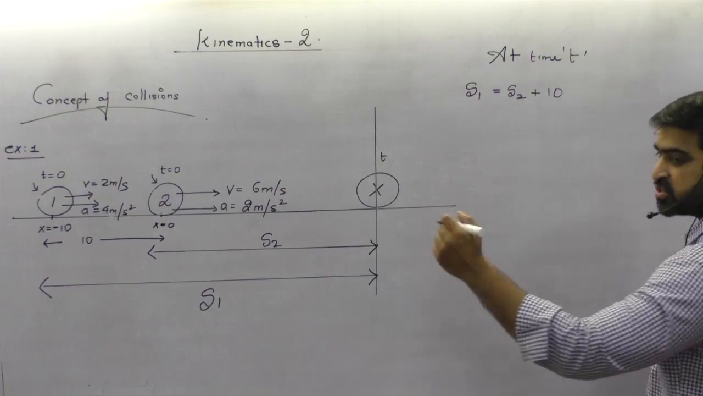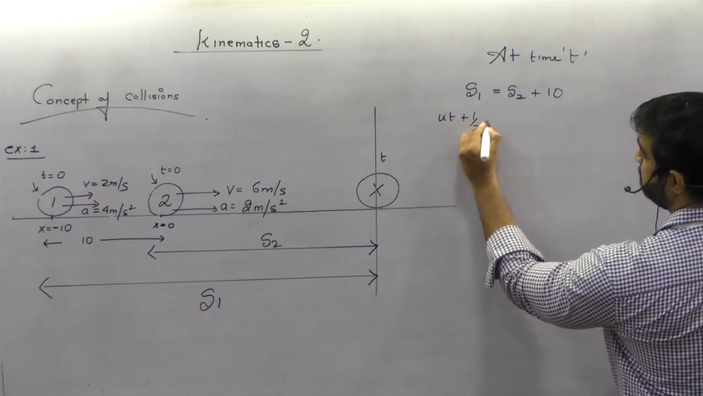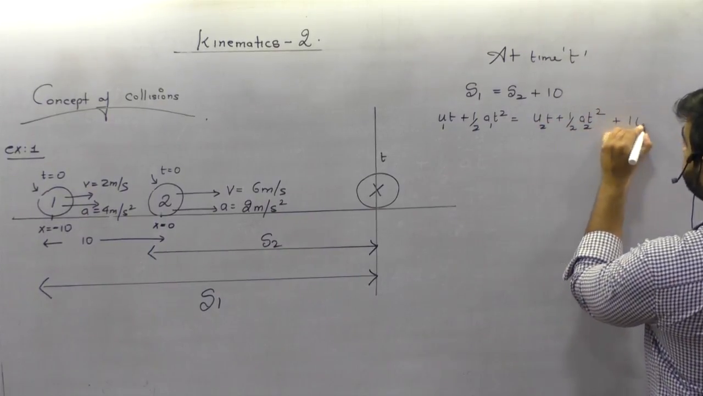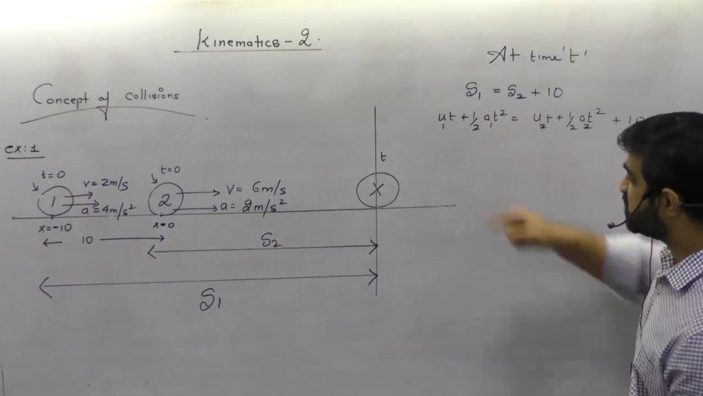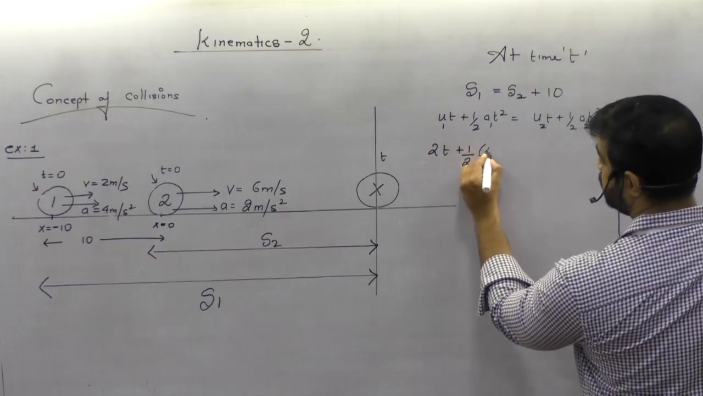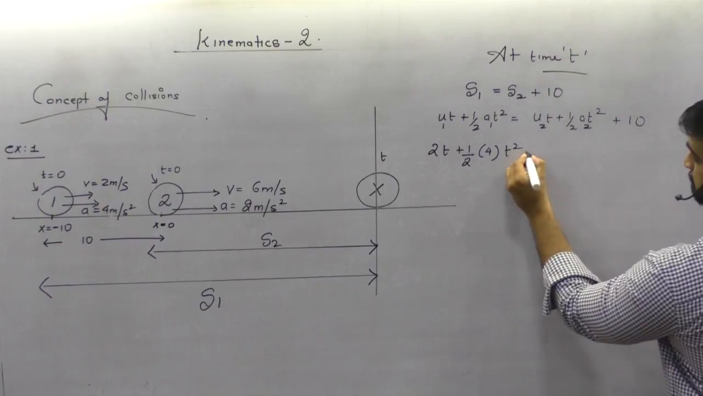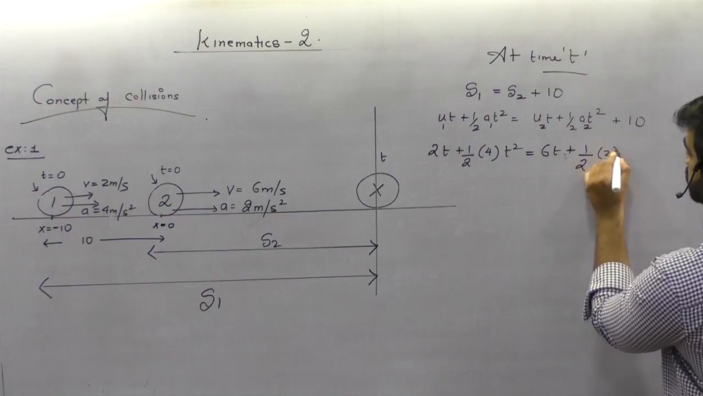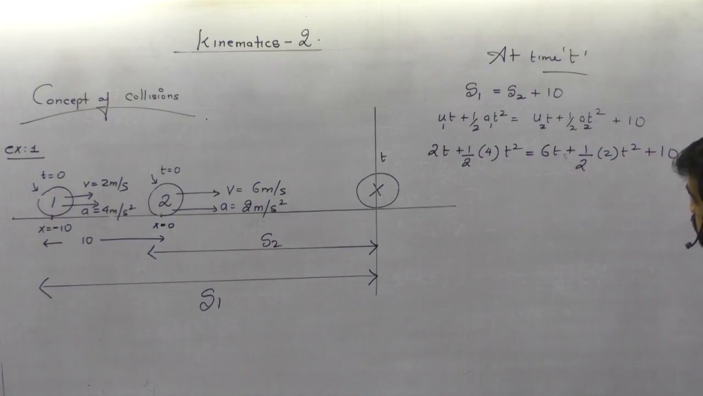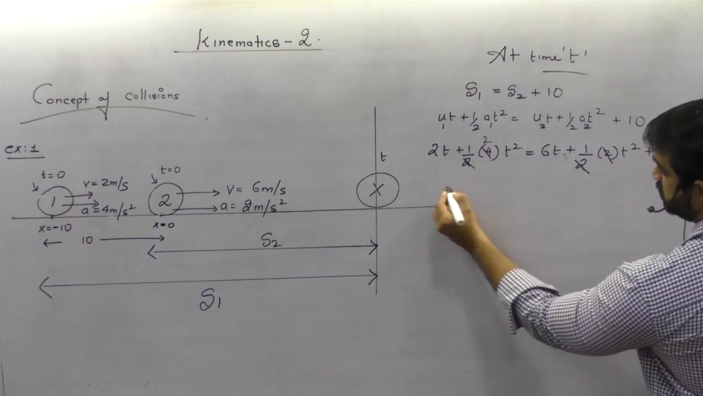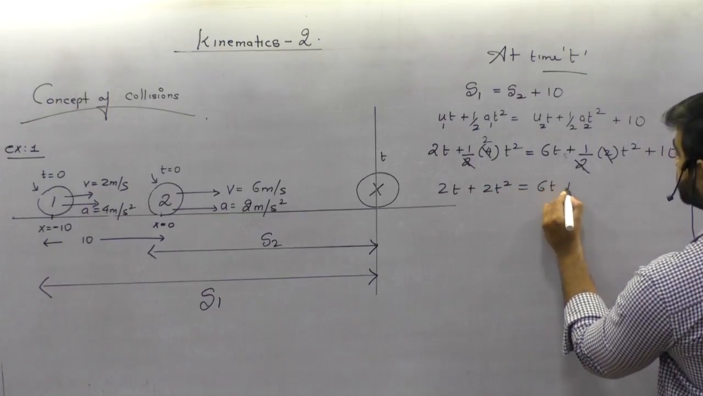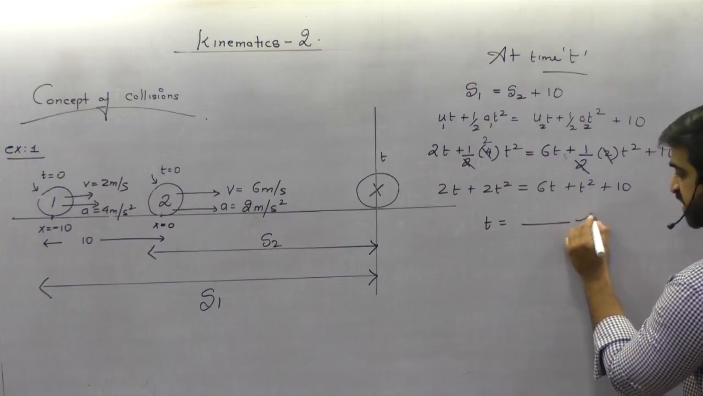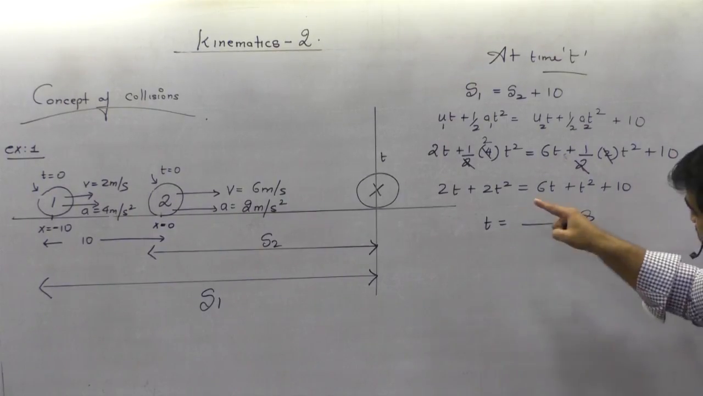Now s is ut plus half at square, because a is constant, so I have to use the kinematic equation. So ut plus half at square for the first, and ut plus half at square for the second, plus 10. Now if I substitute the values, u1 is 2, so 2t plus half a1 t square, t will remain the same. u2 is 6, so 6t plus half a2, 2, t square plus 10. This will become 2t plus 2t square is equal to 6t plus t square plus 10. If you solve this quadratic equation, you'll get some value of t in seconds. This is the time of collision.